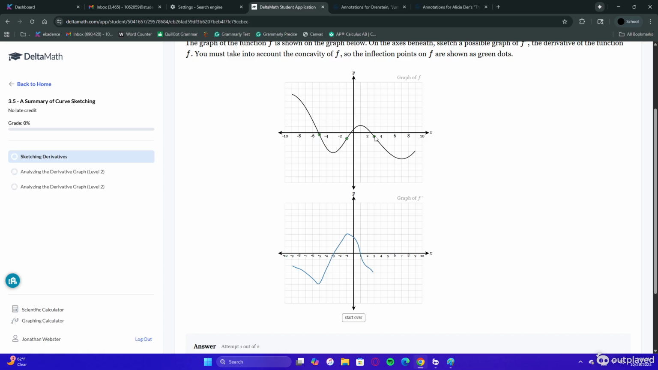Now after 3, you're going to see that it's decreasing, but concave up all the way until 7 right here. So because it's concave up, f prime is going to be increasing, but it's still going to be below 0 because f is decreasing. So all the way until 7. And then after 7, it's increasing, so you know f prime is going to be above 0, and it's still concave up, so it's going to be increasing.